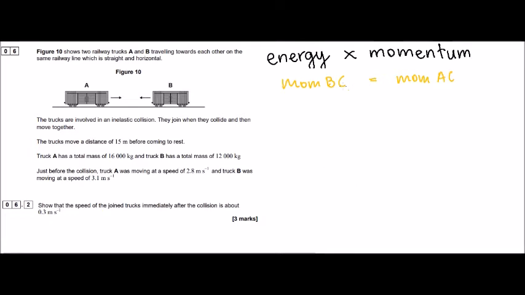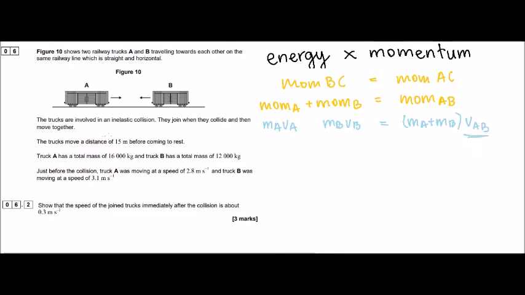The momentum before collision can be written as momentum of track A plus momentum of track B. The resulting momentum is just momentum of AB as they're one object now. But momentum is actually mass times velocity. So I've got mass of A times velocity of A plus mass of B times velocity of B, and then mass of A plus mass of B, as they're one object now, times velocity of AB, which I'm looking for.